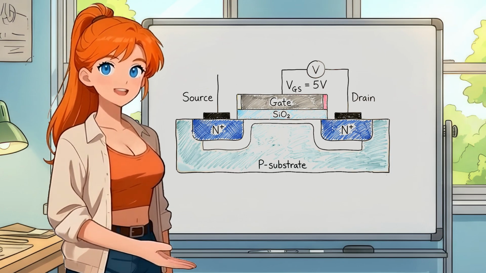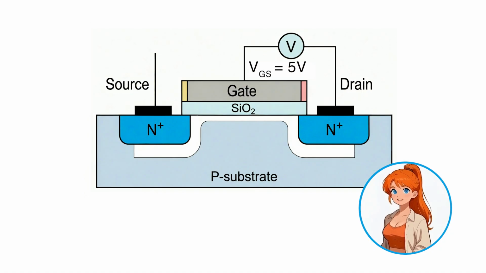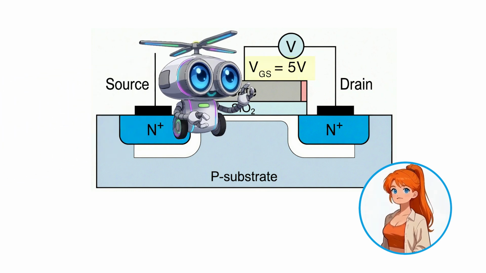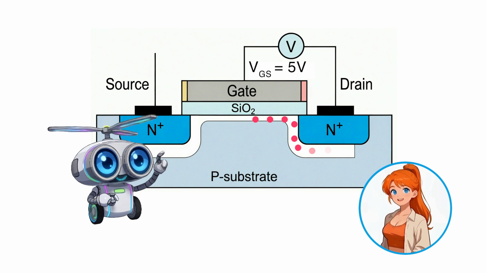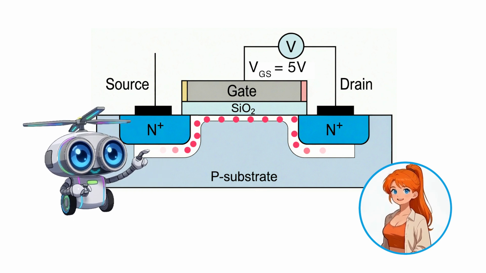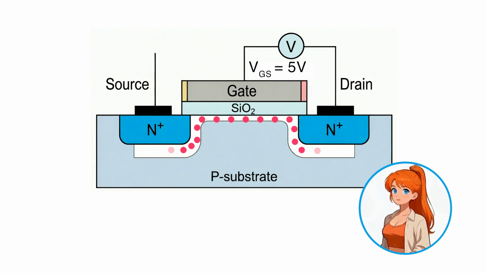Now we're in the third diagram, and this is where things really open up. Here, we apply a much higher gate voltage. You can see it on the meter as VGS equals 5 volts. So what's the effect? That stronger electric field pulls in a lot more electrons. Instead of a thin, fragile path, that inversion layer becomes thicker, wider, and much more uniform, a solid conductive channel between the source and drain.